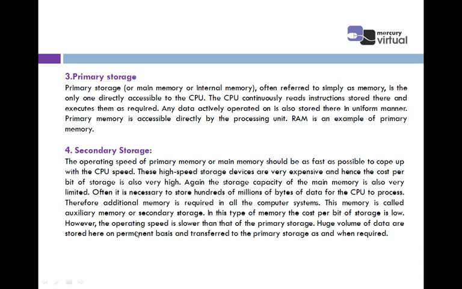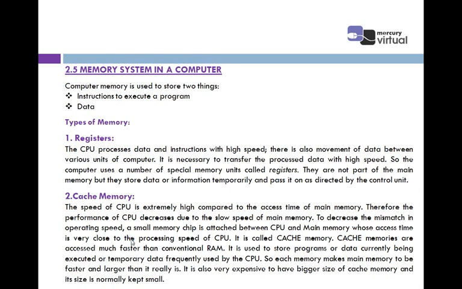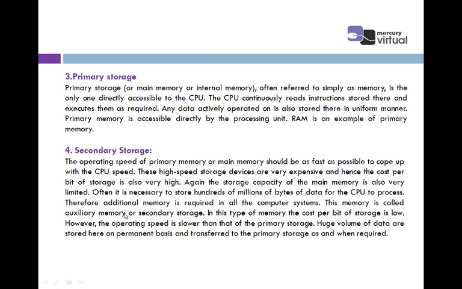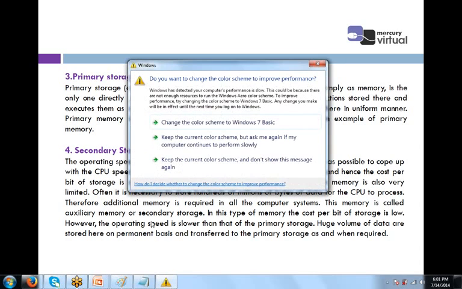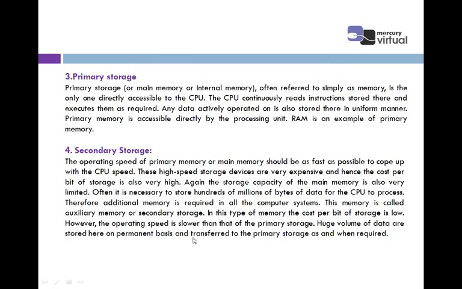Huge volume of data are stored here on a permanent basis. As in the previous slide, there is a register that is used for temporary storage, and cache memory that is used for temporary storage. But secondary memory is on a permanent basis. This is the main point, that it is used on a permanent basis, and data is transferred to the primary storage as and when required.